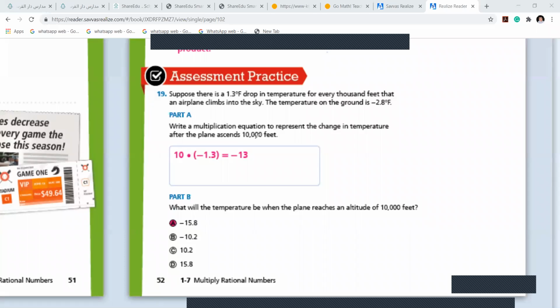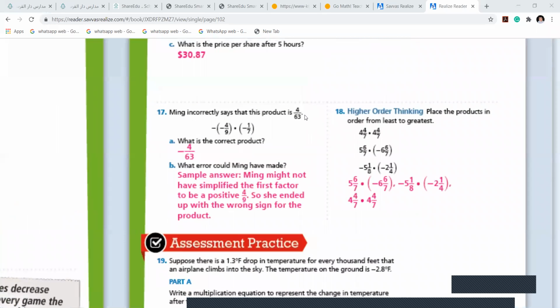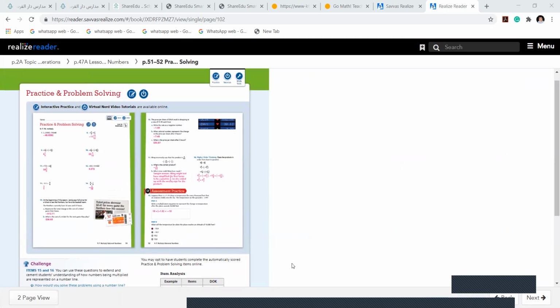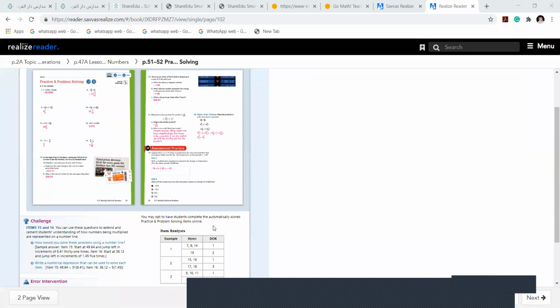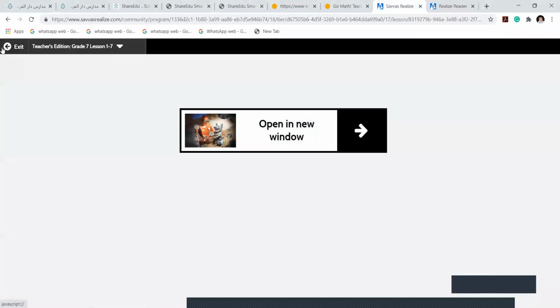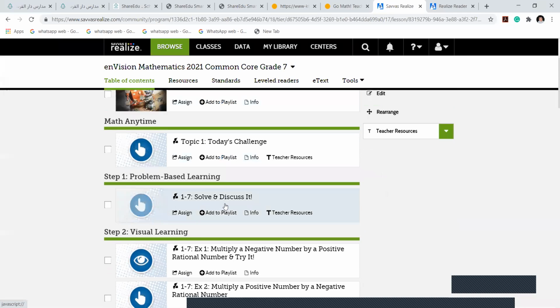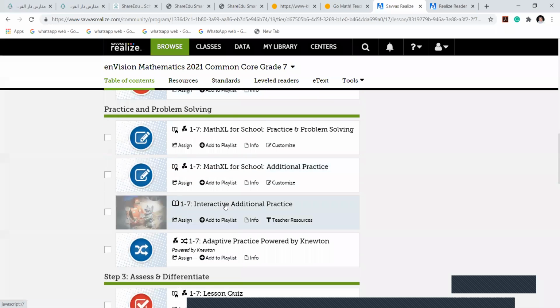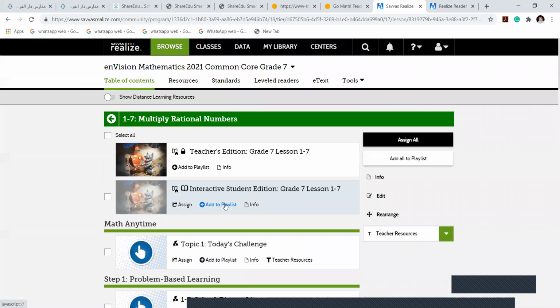We have different questions. You don't have this question? We have 19. Multiply, ignore the minus. Leave that question. Just send me a picture of the question they are giving you. Is it the same or different? Only that part. Okay, and then let me start with the next lesson.